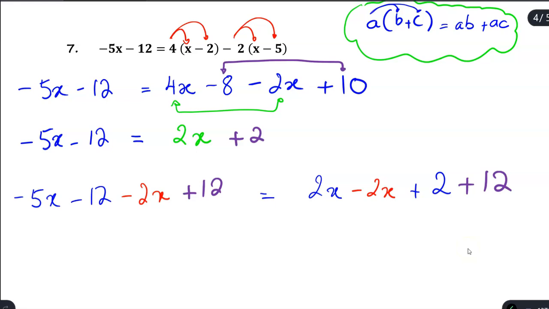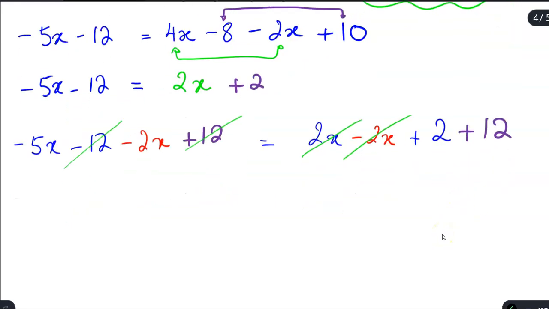So now I see that negative 12 plus 12 cancels, and I just have x left. You see? This one cancels with that. 2x subtract 2x is 0x, so I don't need to write anything here. And then I just have the number on this side of the equation. So in the end, I should have negative 7x equal to positive 14.